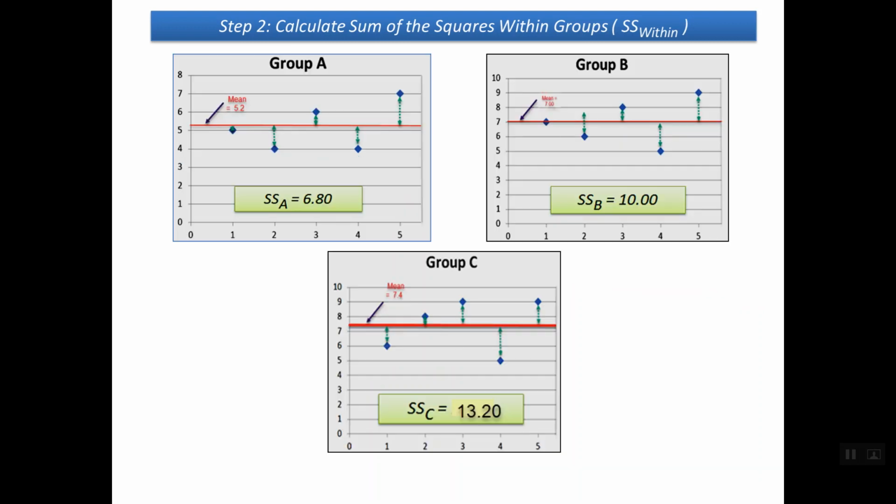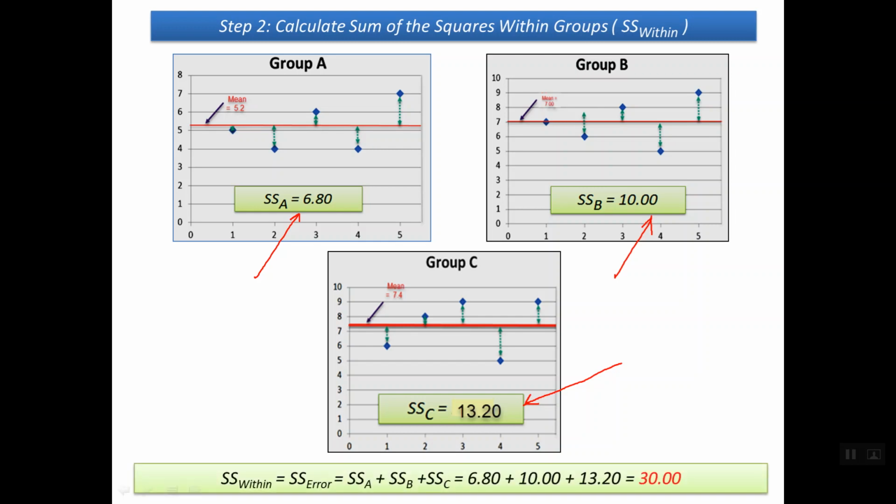So these are all the calculations for the sum of squares within group for group A, group B, and group C. The sum of squares for group A is 6.80. For group B it is 10, and for group C it is the highest, which is 13.20. So the variability for group C is the highest, and the variability for group A is the least.